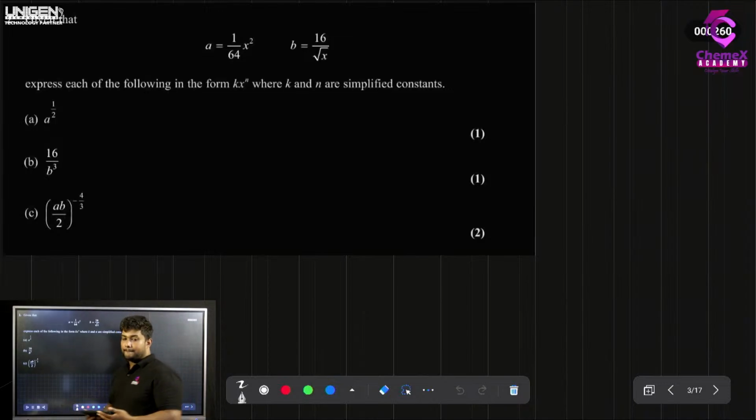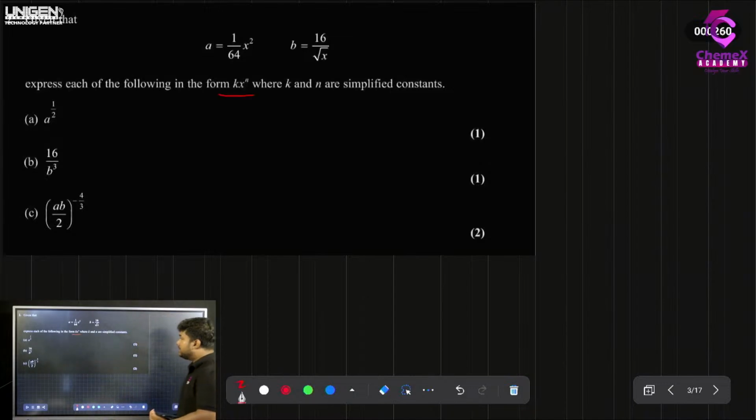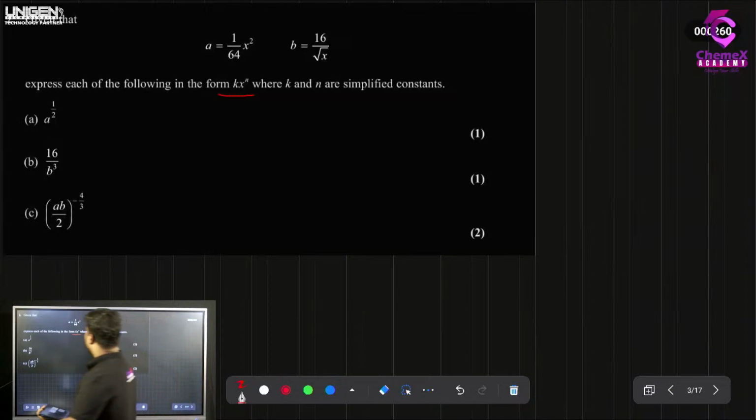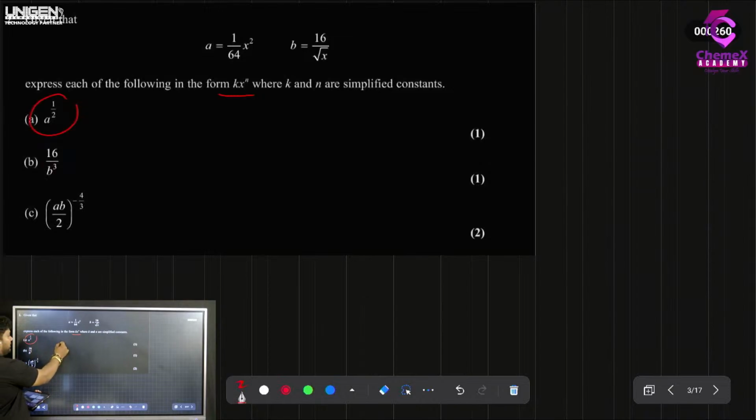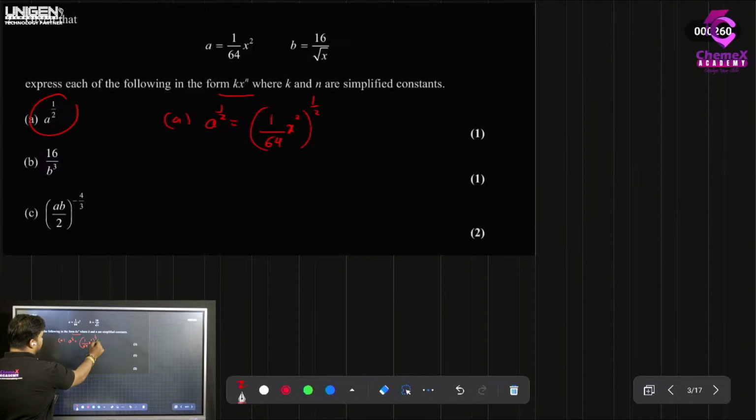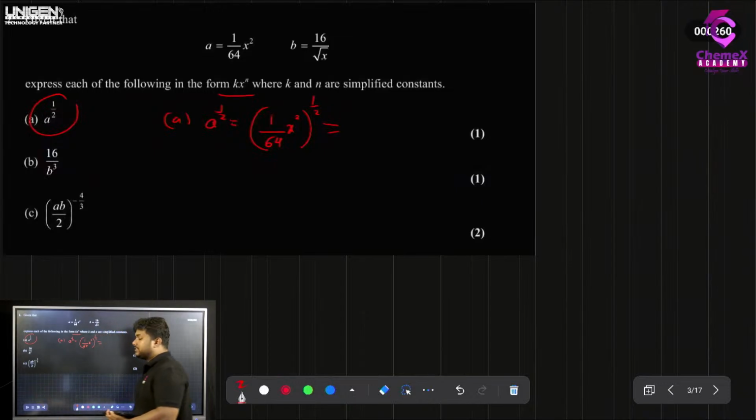So how do you do it? You have to write it in terms of this, so in order to do that, you need to simplify. It's a to the power half, the first one. a to the power half means you know that a is 1 over 64x squared, to the power half. Okay, so I can try this question in different manners. 2 to the power what is 64? Can you say? 8. Yes.